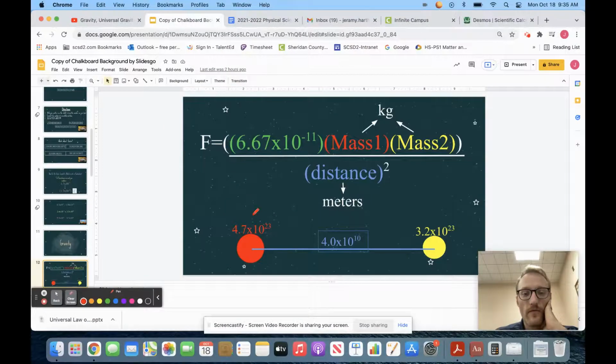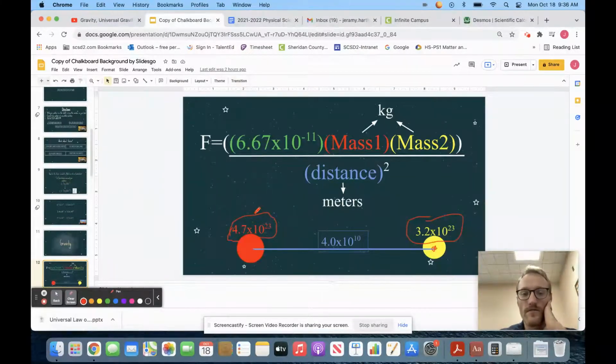So when we look at, say we got two planets, okay? This planet over here has the mass of 4.7 times 10 to the 23rd kilograms of mass. This planet over here is a little bit smaller. It has 3.2 times 10 to the 23rd kilograms of mass, okay? And they are separated, the center of that planet, right? So it's going right from the center of the planet. Ooh, red doesn't work good on red. That distance is 4.0 times 10 to the 10th meters apart, okay?